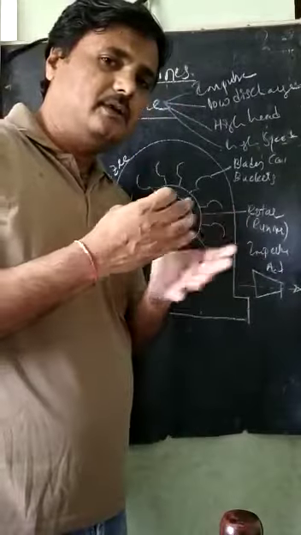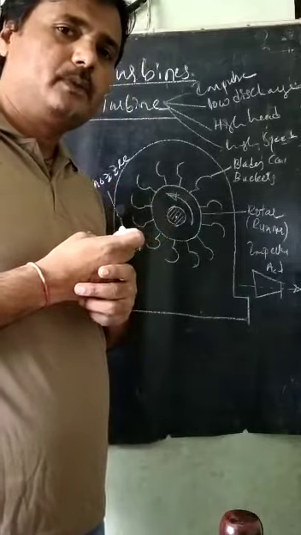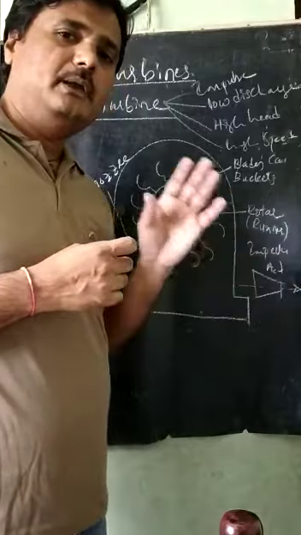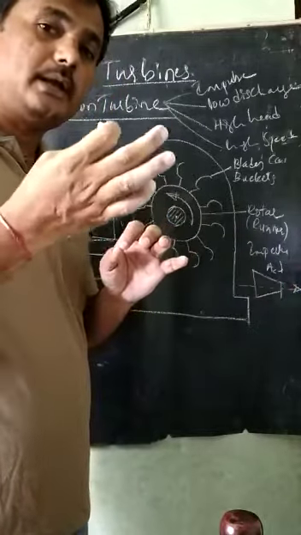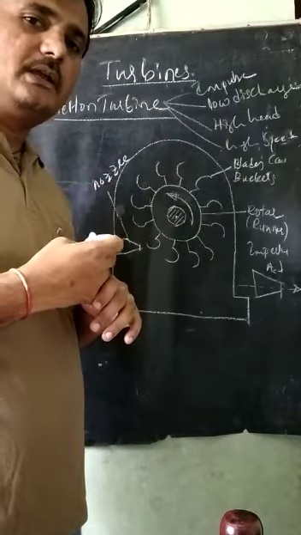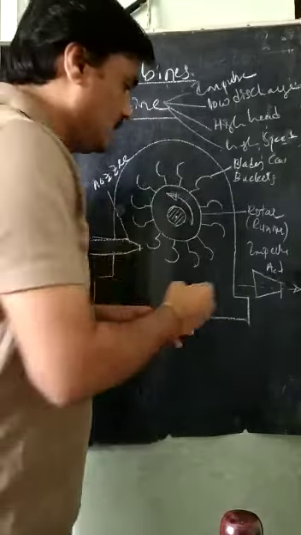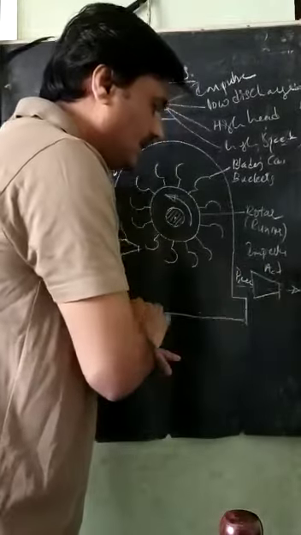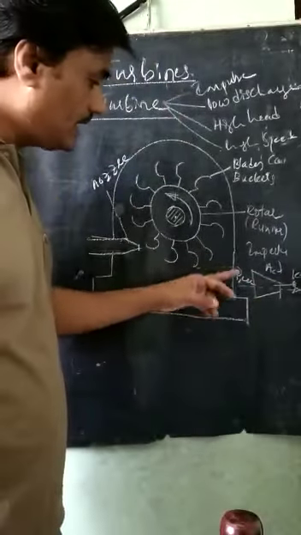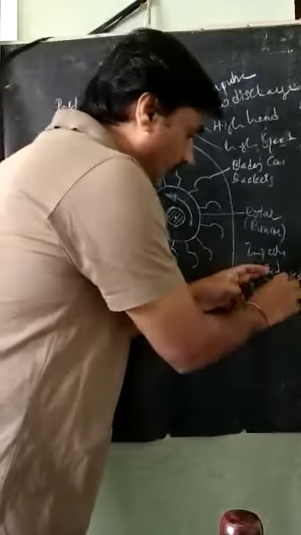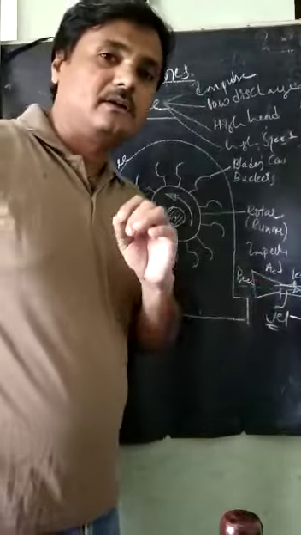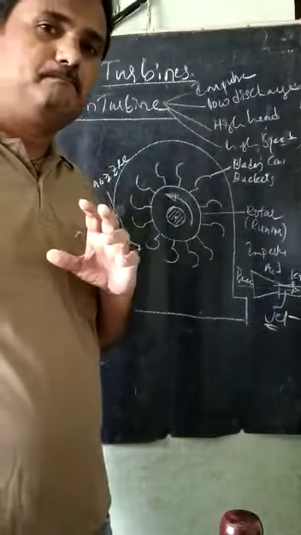The cross sectional area is decreasing in the direction of the flow, so what happens? The main action happens here. The pressure energy is converted into kinetic energy by the decreasing cross sectional area. That means the pressure energy entering is converted into kinetic energy. When the fluid enters here, it comes out with a very high kinetic energy. This is called the jet, a high velocity jet.